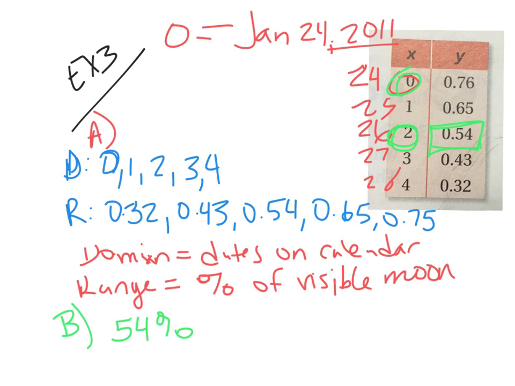Any questions on how we did this? All right, let's do the next one on your own. Copy and complete the input-output table for the function, then find the domain and range. I'm going to take a picture. You guys write it down. You write that chart.